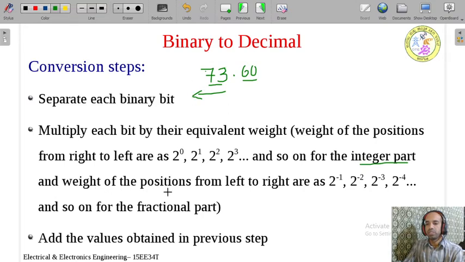Whereas, weights of the position from left to right for the fractional part. For the fractional part it is left to right. So this is left side, this is right side. Left to right, with powers of 2 with negative values: 2 power minus 1, 2 power minus 2, next 2 power minus 3 and so on. So this is how we need to multiply each digit with the weights and then take the summation of this. Add all the values obtained in the previous step.